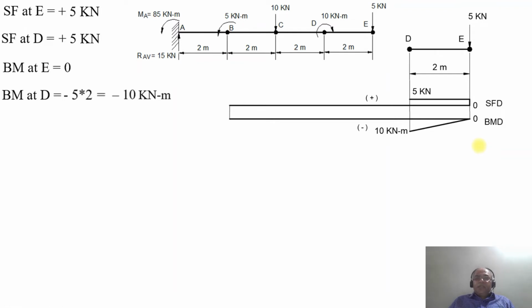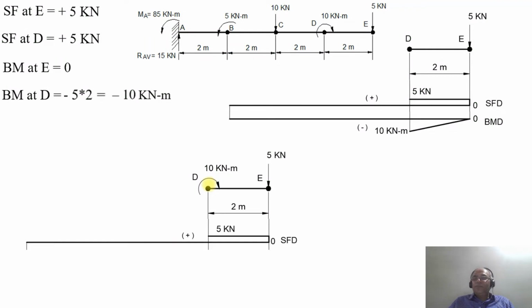Now we are going to consider the couple at the point D. Once you are considering the couple, naturally the shear force will not have any impact. So the shear force diagram will remain the same as the previous one, that is between 0 to 5. The shear force will not be considered for the moment. Now we are considering the bending moment at D.